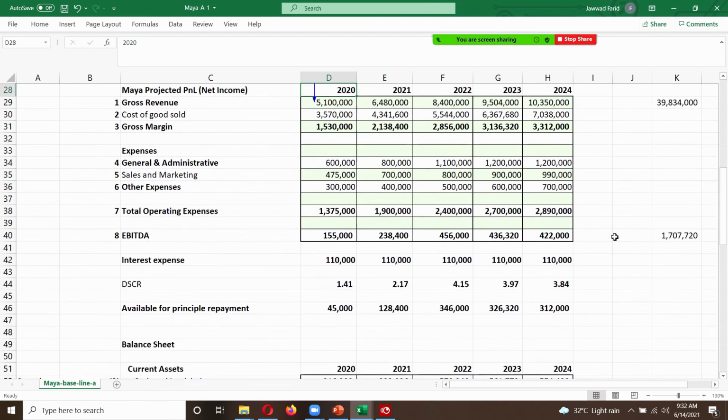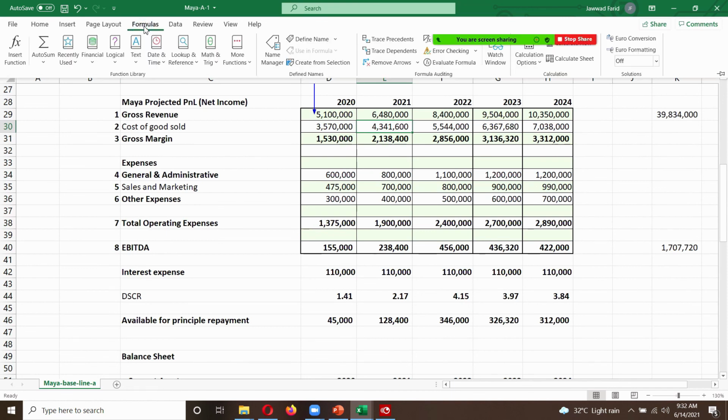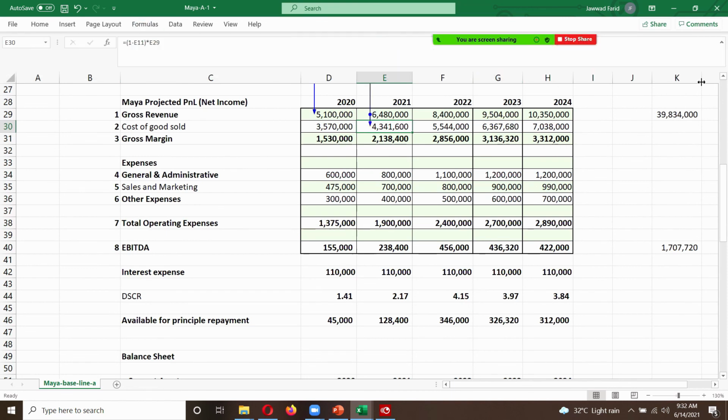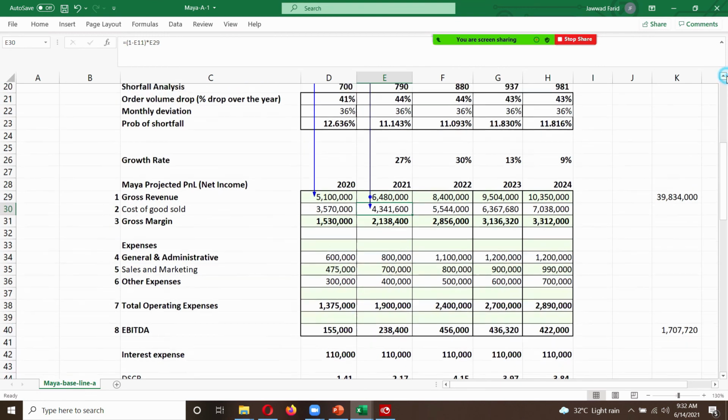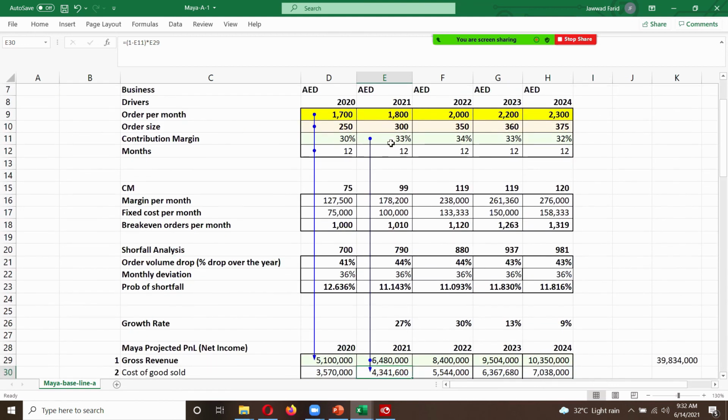So that's my first number, right? My second number is cost of goods sold. Now, what is cost of goods sold? Remember, you have this figure for contribution margin. So contribution margin is what's left over, which means cost of goods sold is exactly what it cost you to buy and purchase that. So if you trace this, you will find that your cost of goods sold is essentially this figure, which is your gross revenue figure, times 1 minus your contribution margin. So it's 1 minus this number.